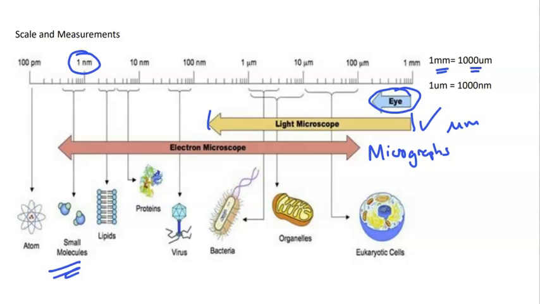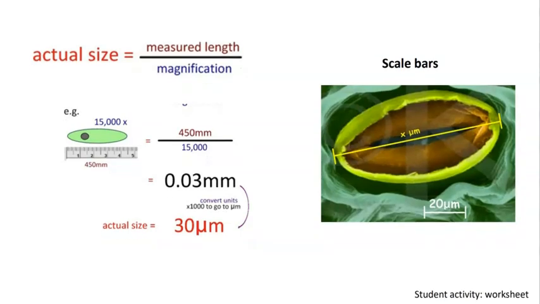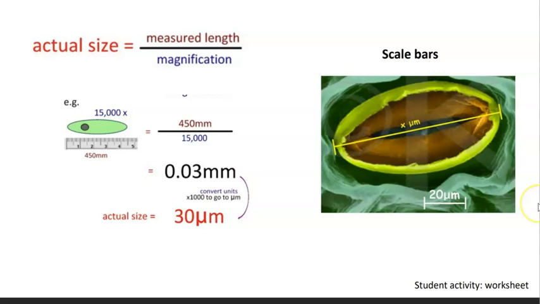So let's just take a look at the challenges of magnification. And as I said, there's a worksheet in the description that you can use to do some practice, and of course the worked answers are there. But here's the key formula: if we have the actual size, that can be calculated by taking the measured length and dividing by the magnification. Let's see that in action.